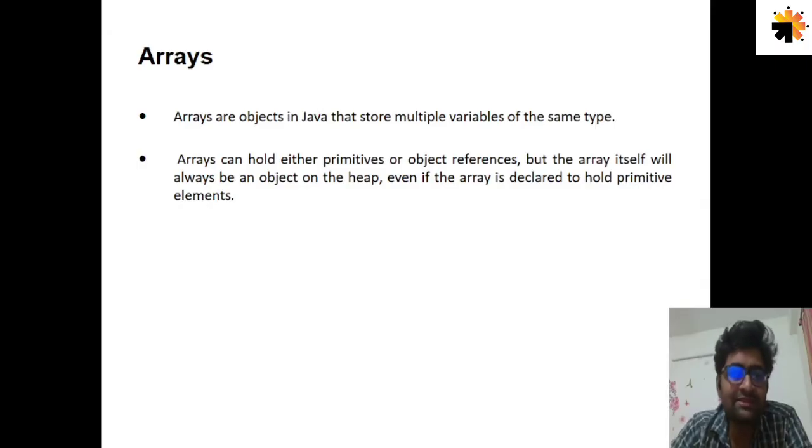Now but array itself will always be an object on the heap. Because we are constructing an array by using the new keyword, as said, it will always be an object on the heap memory, even if the array holds primitive values or object references. So arrays can hold both primitives like simple numbers or characters, or else it can hold object references. But whenever you are creating an array, the array gets created on the heap memory. So this is a little basic about arrays. So let's dig more deep into what arrays are.